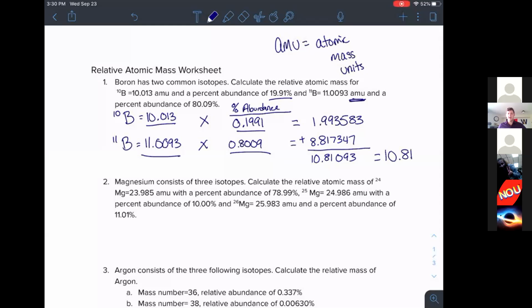So we do 10.81. And the last thing we have to do is add those units, those AMUs. We got to add those AMUs right here. And then we have our final answer.